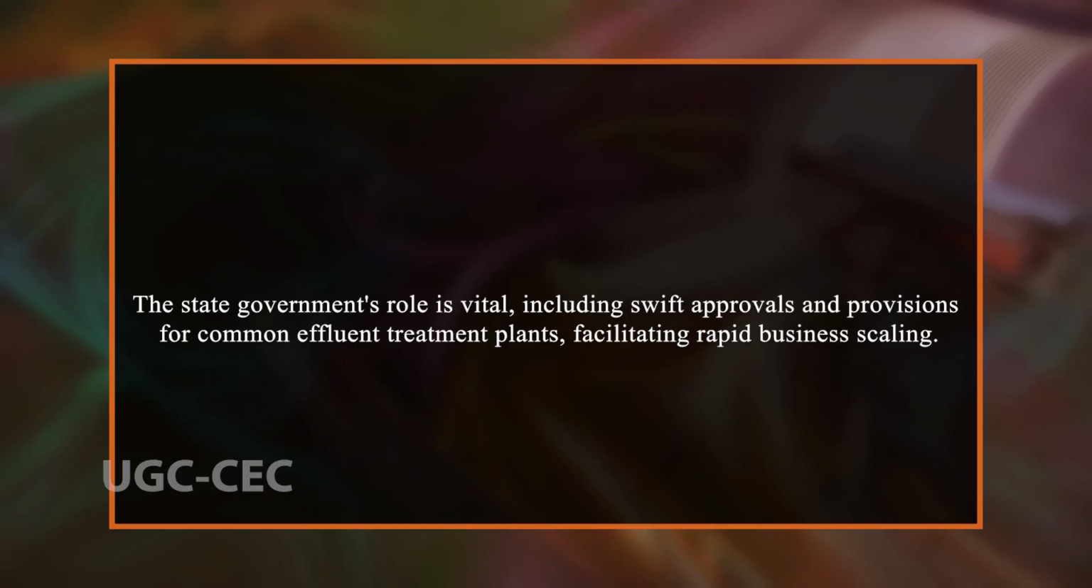Students, as we set our sights on the future of the textile industry, it is imperative to consider the key strategies that will propel us towards global competitiveness. To ensure our industry stands tall on the global stage, our first point of focus is technology upgradation and expansion of weaving capacity. But achieving this requires crucial support from both the central and the state governments. The state government's role is vital, including swift approvals and provisions for common effluent treatment plants, facilitating rapid business scaling.